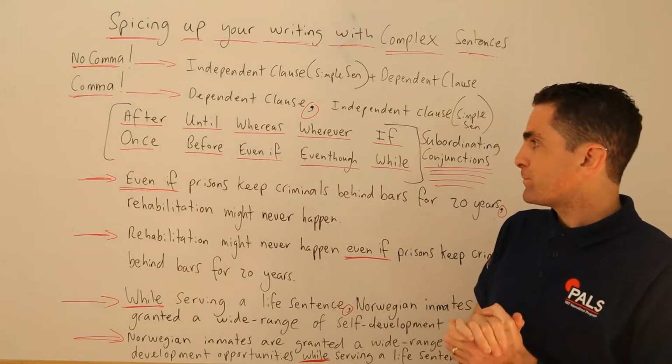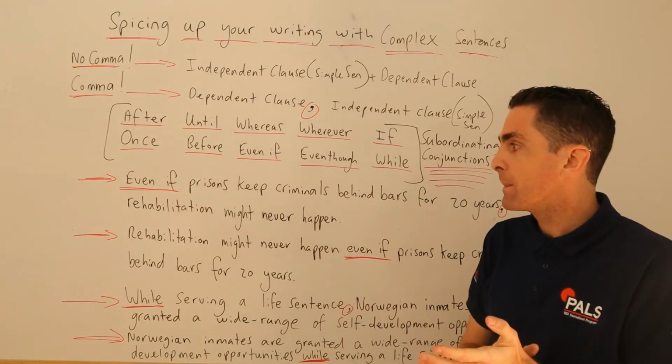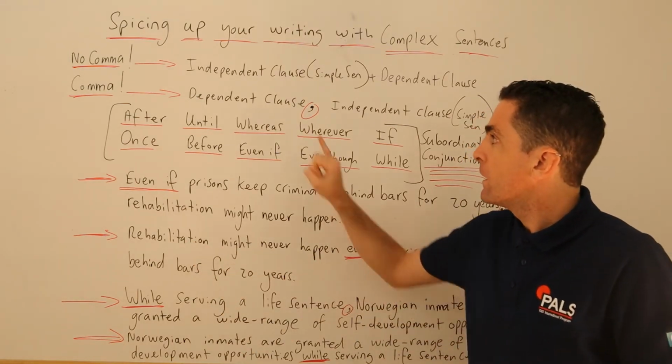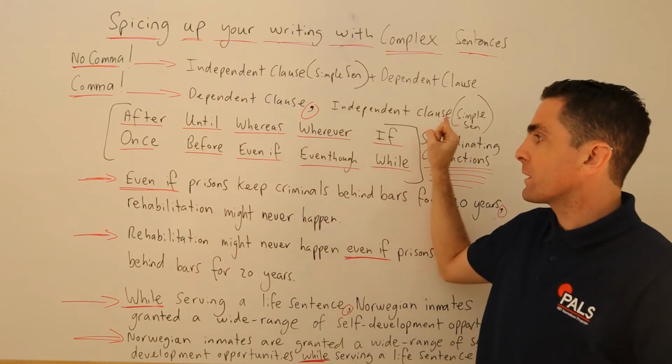So you need to practice with these subordinating conjunctions and make them very, very natural in your writing. Okay, so let's look at some examples here. We start off with a nice dependent clause followed by independent clause example here.